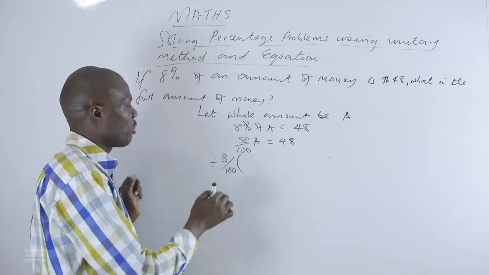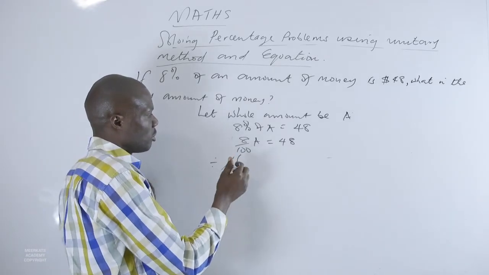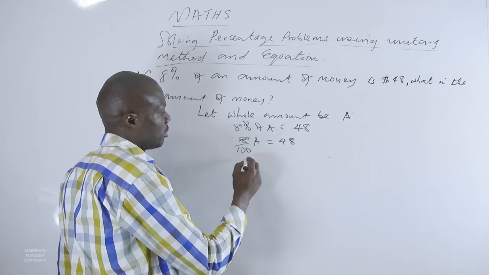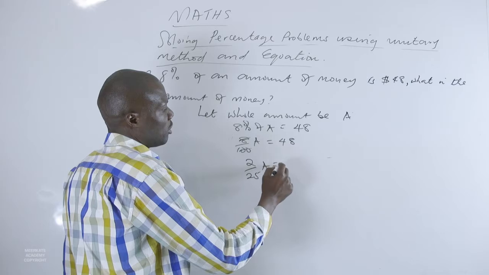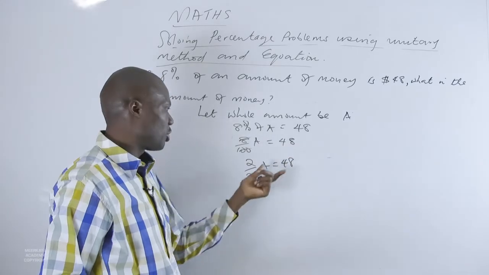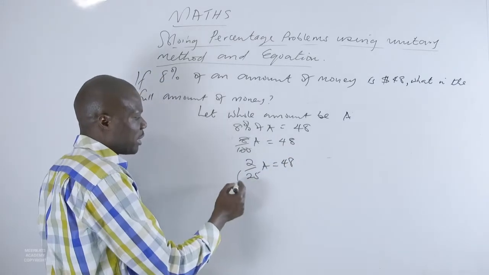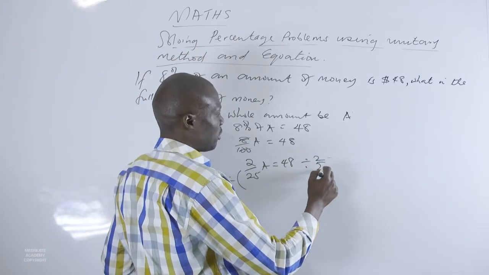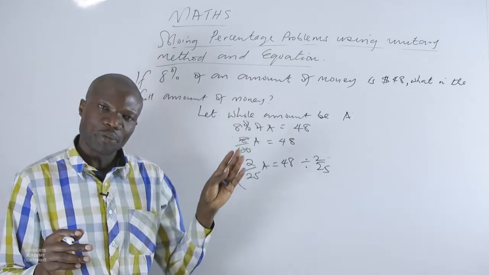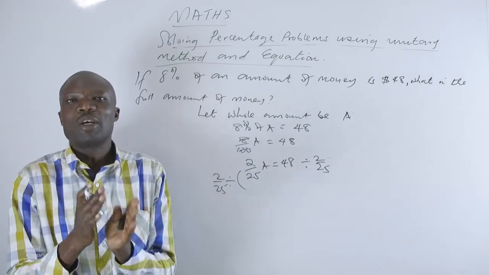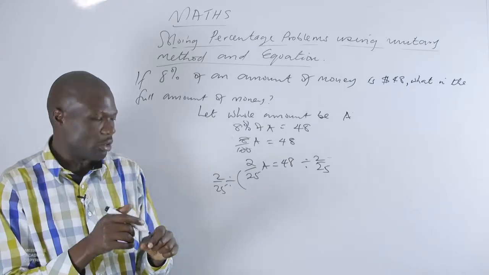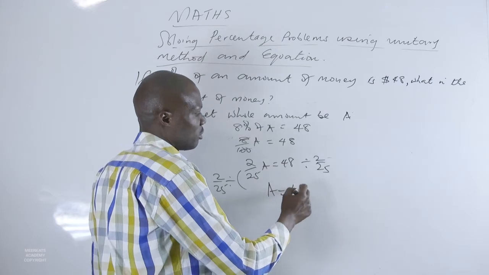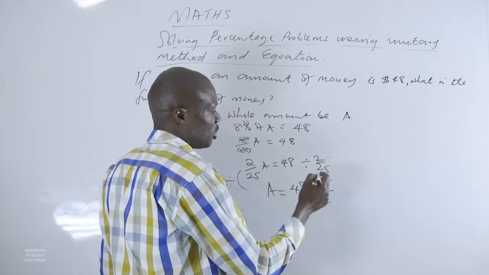or you can simplify by 4: 8 by 4 is 2, and 100 by 4 is 25. So 2 over 25 A is equal to 48. When we divide this side by 2 over 25 and divide this side by 2 over 25, we said that when dividing a fraction is the same as multiplying by its what? Reciprocal. And in this case, this one will cancel out to remain with A is equal to 48 multiplied by 25 over 2.